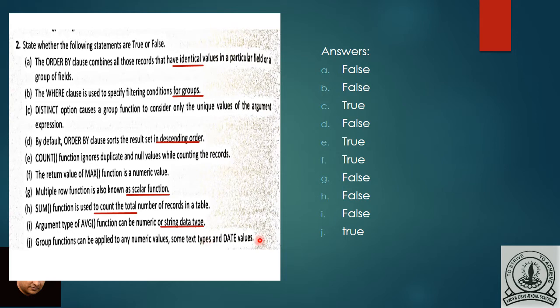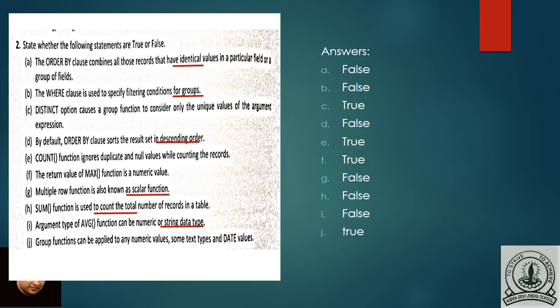Argument type of AVG. Argument means the value or field which is written inside this bracket, that is called argument. So the data type of this argument can be numeric, but it cannot be string. We cannot do calculation on string data type. For example, we cannot find out average of A, B, C, D. That is why it is false. J. Group functions can be applied to any numeric values, some text types and date values. So answer is true. We can work on some text types, for example char also, and date values also.